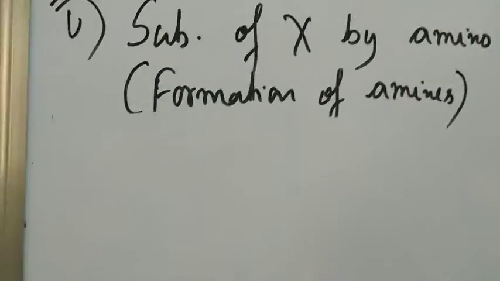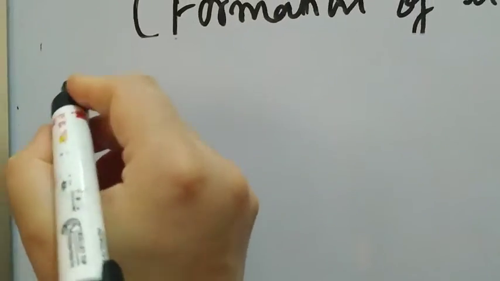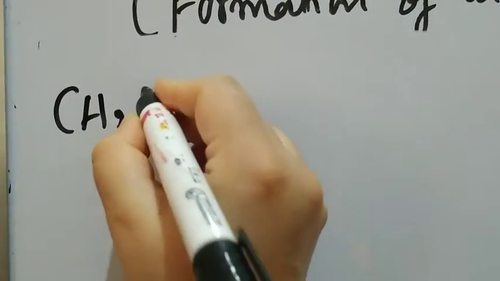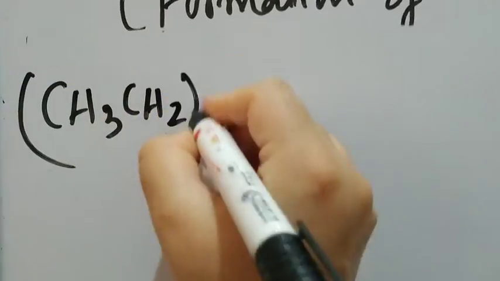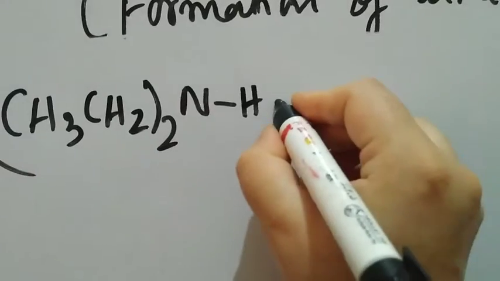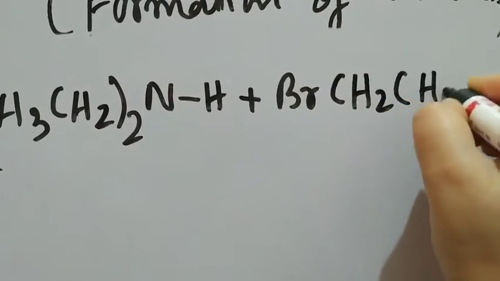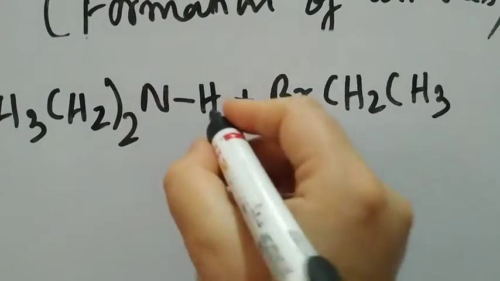Again, the reaction does not stop here. I can't show you the whole thing at one single time. I'm really sorry for that. You'll just have to keep copying the previous steps because the board is very small. It does not stop here. Our (CH3CH2)2NH reacts with another molecule of the alkyl halide, and our alkyl halide here is bromoethane.